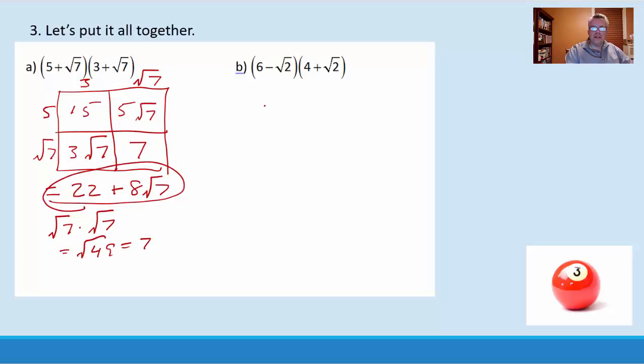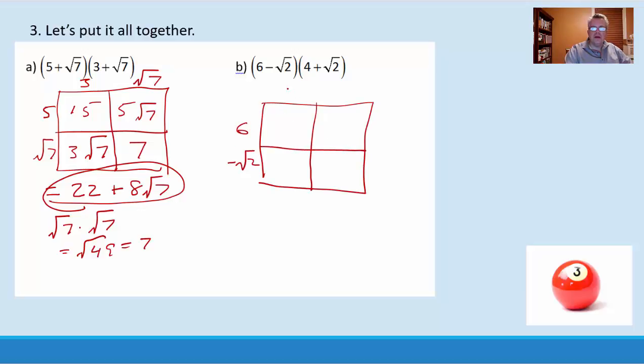Wow, so this takes a little practice. Let's do this one. Okay, draw a 2 by 2 box and label it 6 minus square root of 2 and 4 plus square root of 2. 6 times 4 is 24.